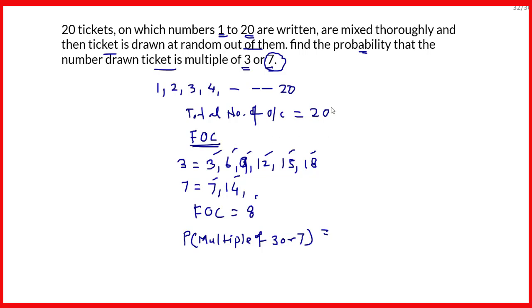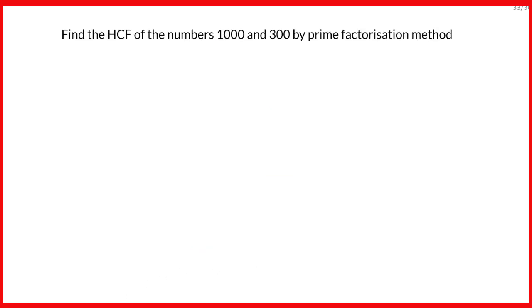It will be favorable outcomes divided by total outcomes. So it will be 8 by 20. 4 twos are 8 and 4 fives are 20, so which is equal to 2 upon 5. So the required probability is 2 upon 5. Move to the next question.